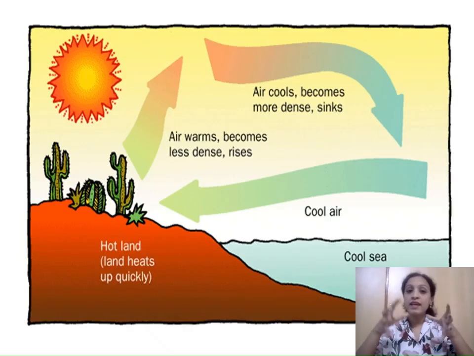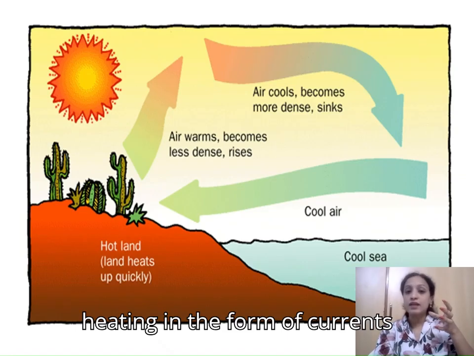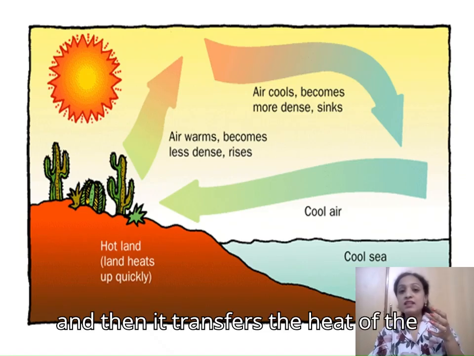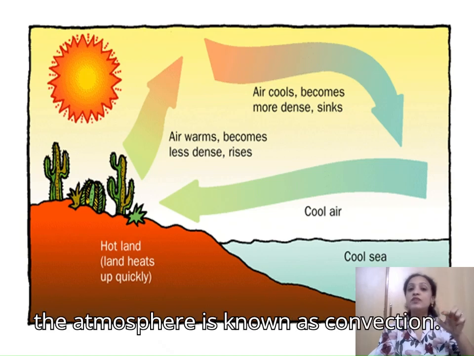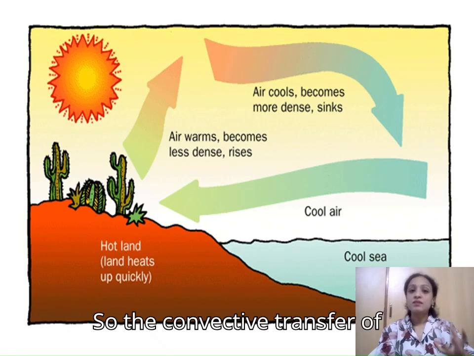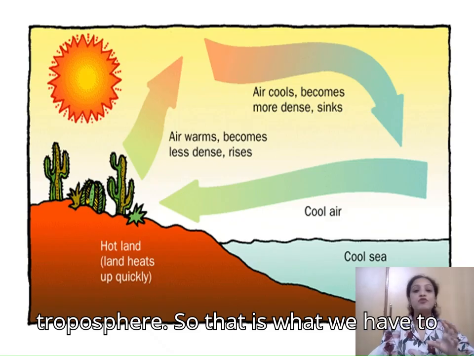So the air in contact with the earth upsurges vertically on heating in the form of currents, and then it transfers the heat of the atmosphere. Now this vertical heating of the atmosphere is known as convection. So the convective transfer of energy is limited only to the troposphere. So that is what we have to understand.